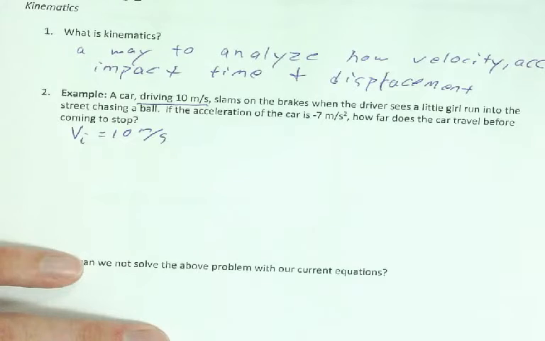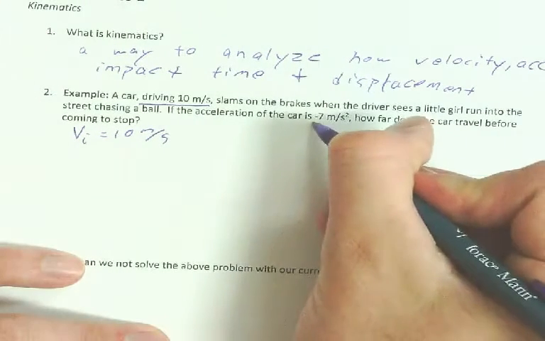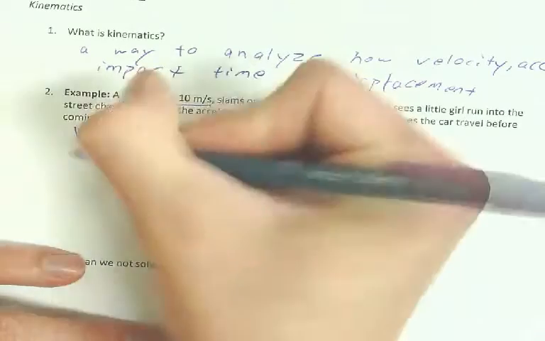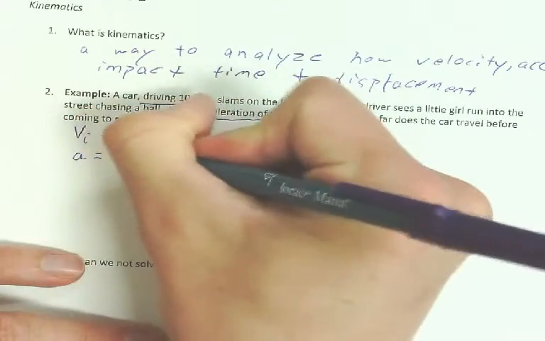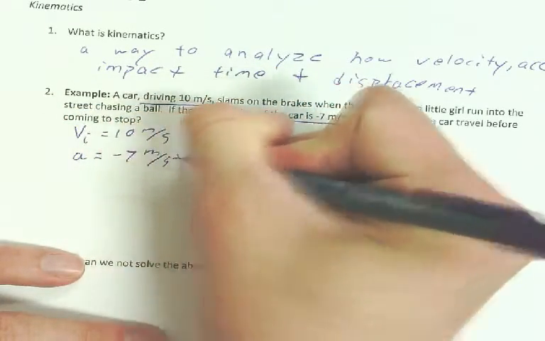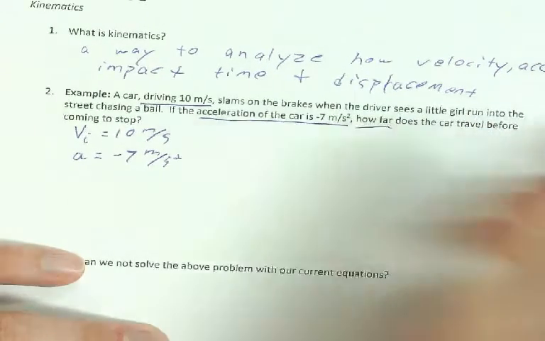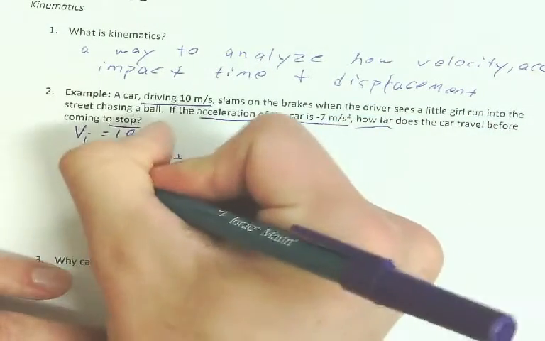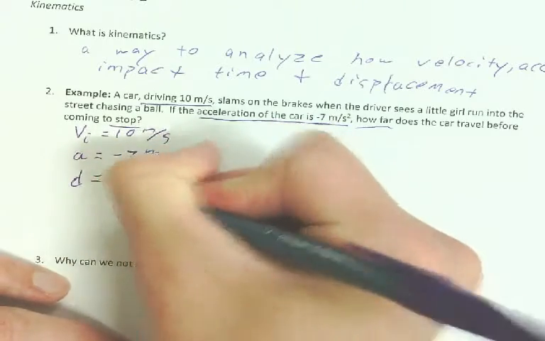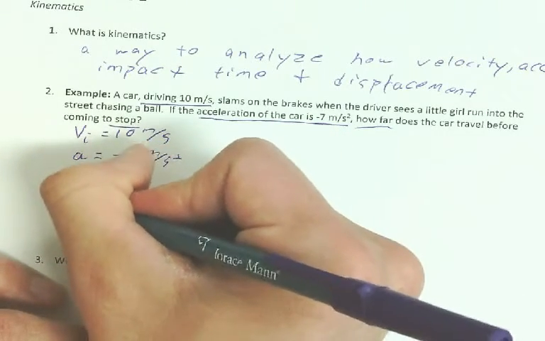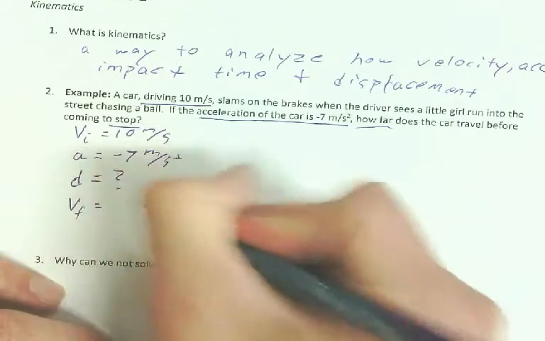It slams on the brake when the driver sees the little girl run into the street. If the acceleration is negative 7 meters per second squared, so A is negative 7, how far did the car go before it stopped? So how far is displacement, and it stops means the final velocity is 0.